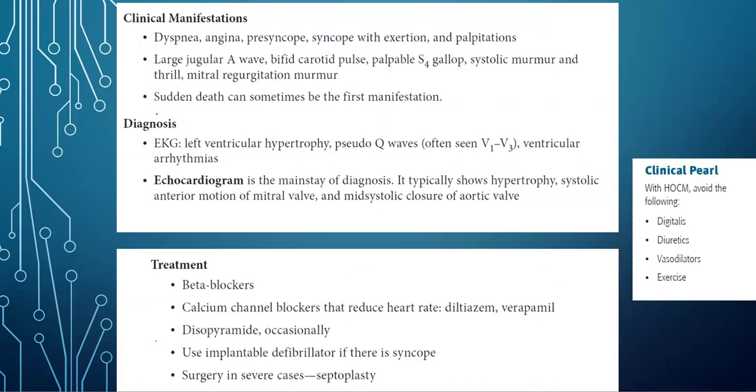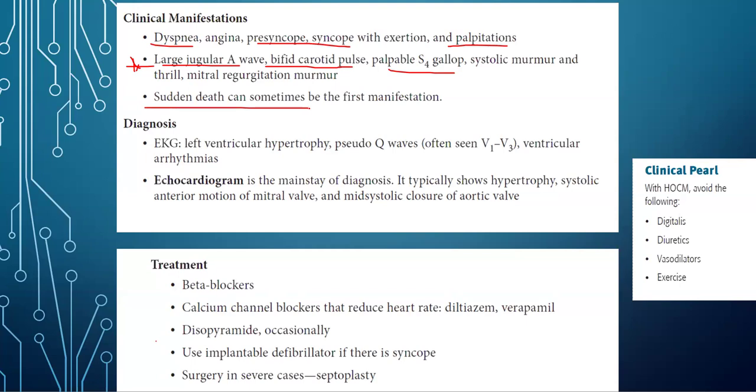So symptoms will be as if the patient is having heart failure: dyspnea, they can get syncope, palpitations. A few other characteristic things for this patient are a beefy carotid pulse, an S4 gallop rhythm, and also a large jugular a wave. Now, these are not important. You can just remember that this patient can get a beefy carotid pulse and all of this.